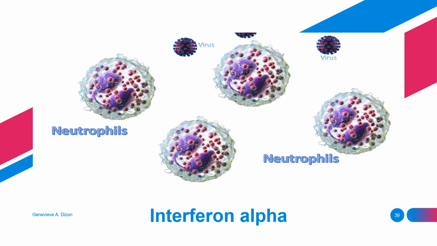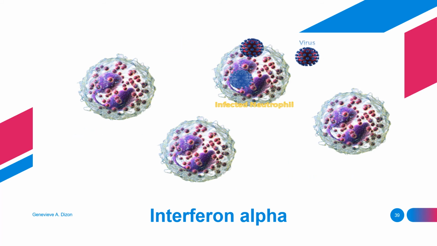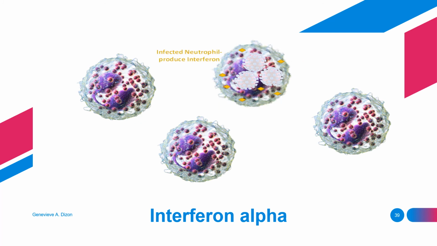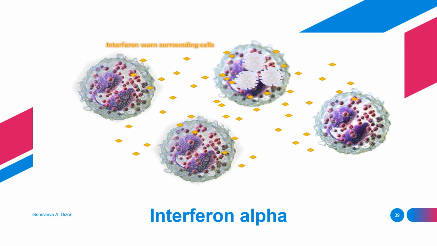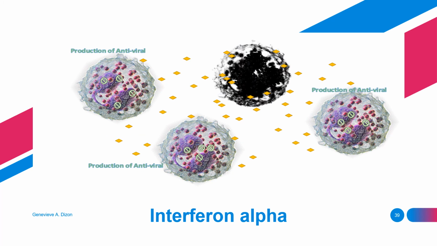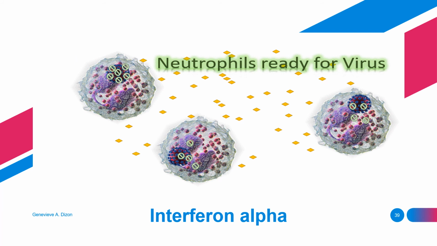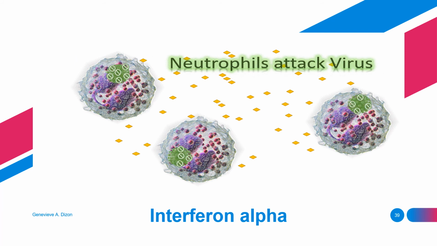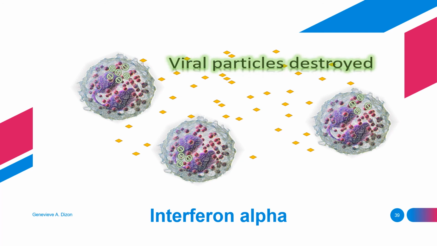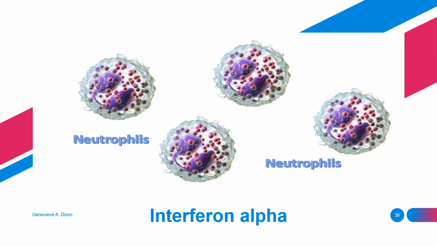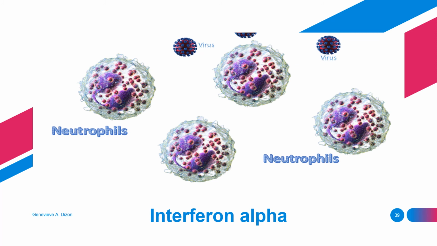This is an example of one interferon, interferon alpha, produced by neutrophils. So when a virus infects a neutrophil, the neutrophil will start producing interferons, and these interferons will warn the surrounding neutrophils about the danger. And when they are warned, they will start to produce antivirals. So when the virus starts to infect the surrounding neutrophils, they are ready to attack the virus so that the viral replication will stop and will not infect the neutrophils.